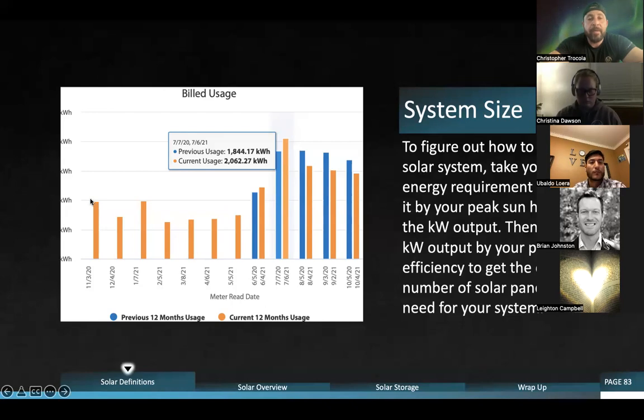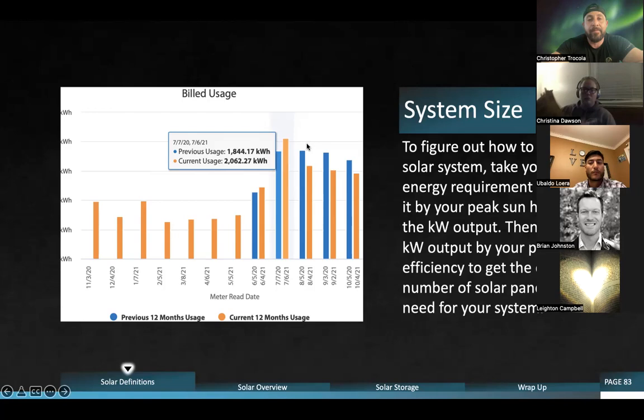So if you take a look at this usage right here, you can see they use a lot of power during the summer months, right? Most utility bills look exactly like this. So when we're looking at a lot of bills just like this, okay, cool, we need to produce a lot more power here during the summer months. This is where they're going to start getting a lot of their bill credits.